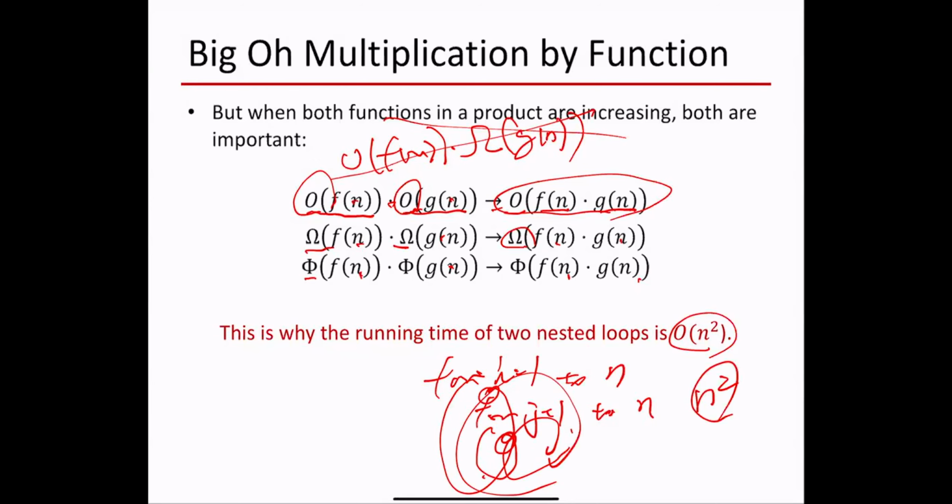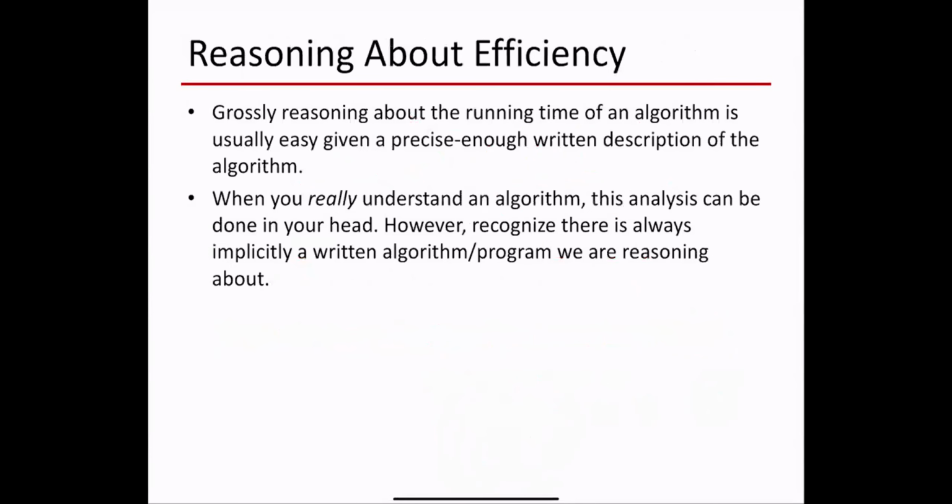All right? So, reasoning about efficiency. Reasoning about the running time of algorithms is usually easy given a precise enough written description of the algorithm. But when you really understand the algorithm, this analysis can be done in your head. You don't need to write it down; in your brain, you ignore the minor factors and only take the dominant one. Then your brain can think of it. However, you recognize it from the implicitly written algorithm and program we are reasoning about.